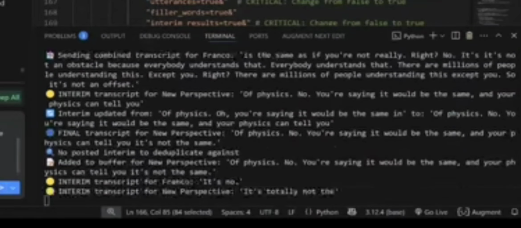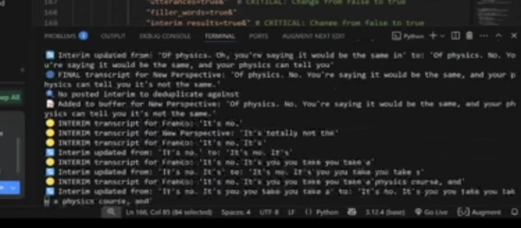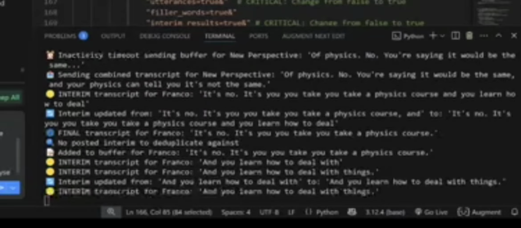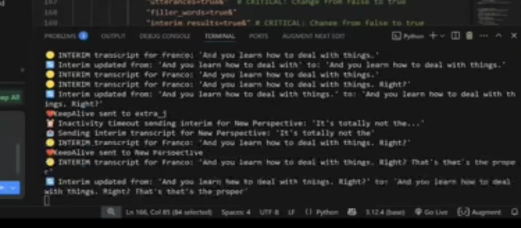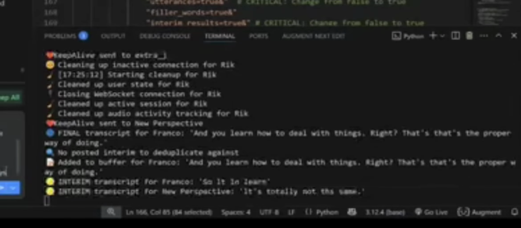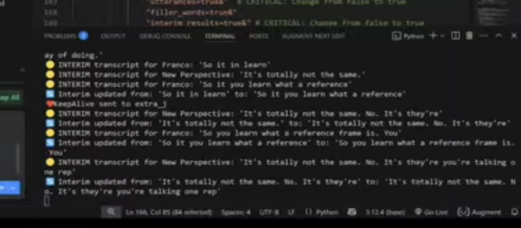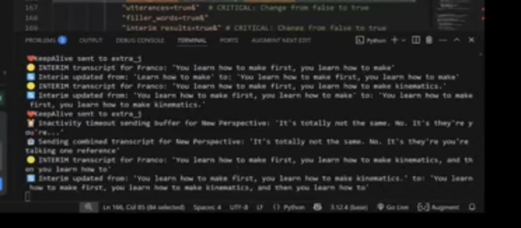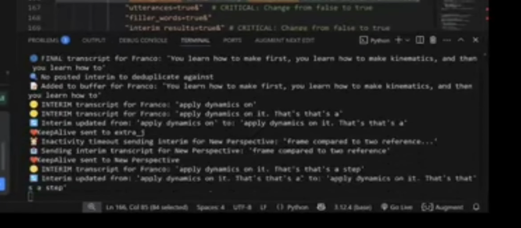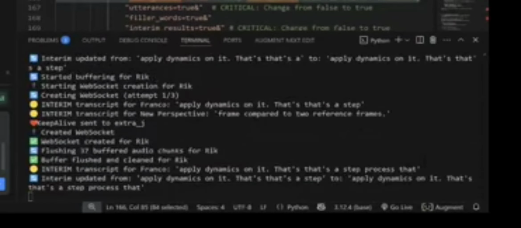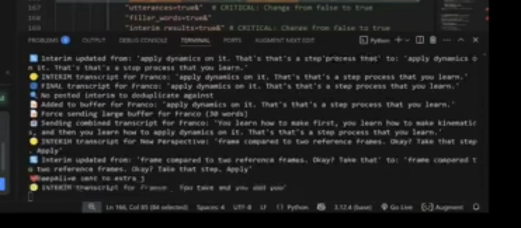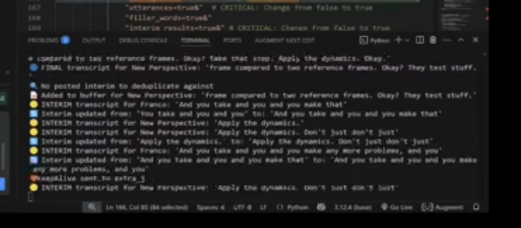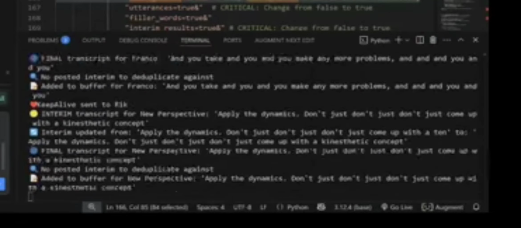You take a physics course and you learn how to deal with things, right? That's the proper way of doing it. You learn what a reference frame is. You learn what a reference frame compared to two reference frames is. First, you learn kinematics, and then you learn how to apply dynamics on it. There's a step-by-step process. You take that step, apply the dynamics, and make them solve problems. Don't just come up with a kinematic concept. You need dynamics, bro. You need the dynamics.